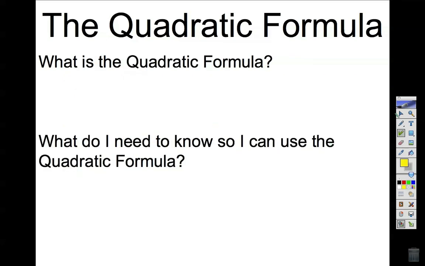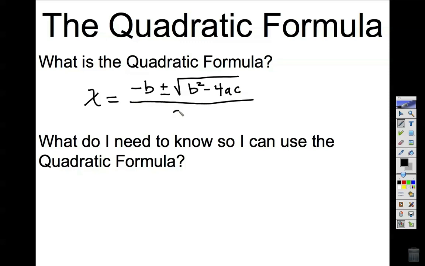So what is the quadratic formula? The quadratic formula, since you are solving for something, you're solving for the x-intercept, is negative b plus or minus the square root of b squared minus 4ac all over 2a.